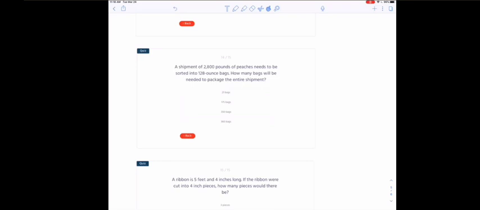Now let's look at number 14. Number 14 is similar to the question we did earlier, so if you struggled with it and you want to give this one a try, hit pause and do it now. If you're ready, I'll go ahead and review it with you. It says, a shipment of 2,800 pounds of peaches needs to be sorted into 128-ounce bags. That means one bag is 128 ounces. How many bags will be needed to package the entire shipment?